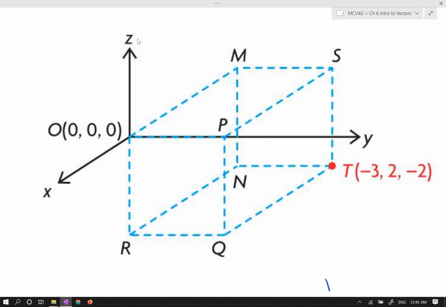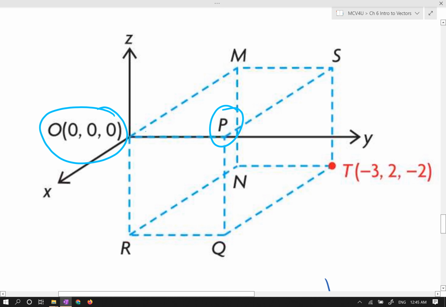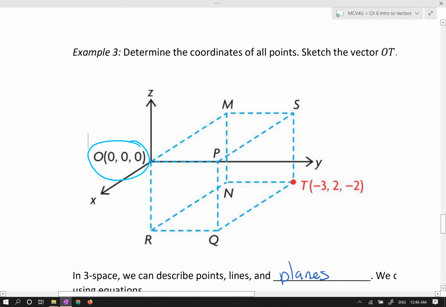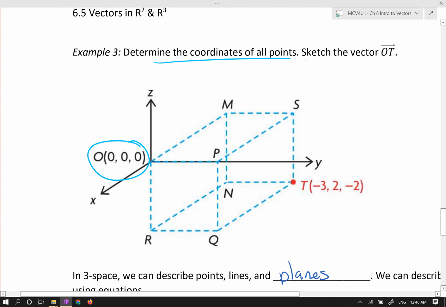So we can see here, and it might be difficult to make out on your screen, that between the origin and point P, the edge of our rectangular prism follows right along our y-axis. And that's the whole key. So this question asks us first to determine the coordinates of all the points. Then we're going to sketch a vector when we're finished with that.